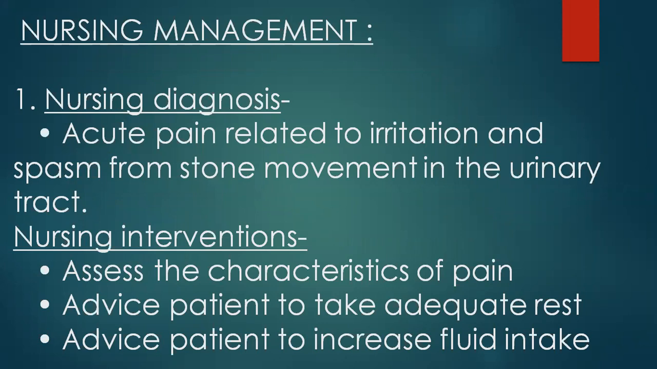Now come to nursing management. Nursing diagnosis: acute pain related to irritation and spasm from stone movement in the urinary tract. Nursing interventions for this diagnosis: assess the characteristics of pain, advise the patient to take adequate rest, advise the patient to increase fluid intake, use heat application for pain, then give antispasmodic and analgesic for pain.